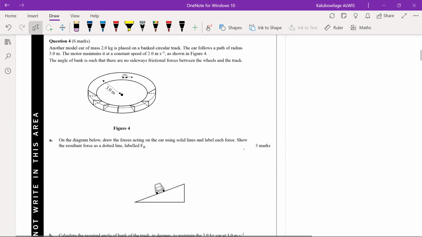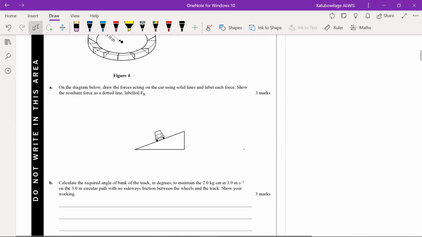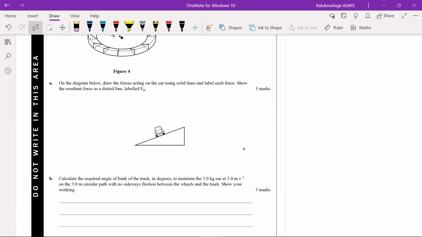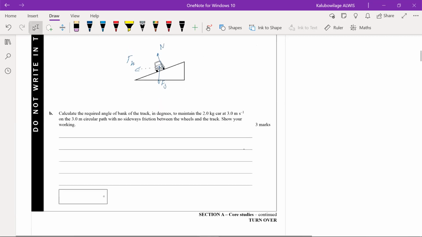Another model of the car. Show the forces acting on the car using solid lines and label each force. Show the resultant force with a dotted line. So we know the resultant force, F R. We know that gravity is acting on it. And we can draw the normal force. Calculate the required angle.